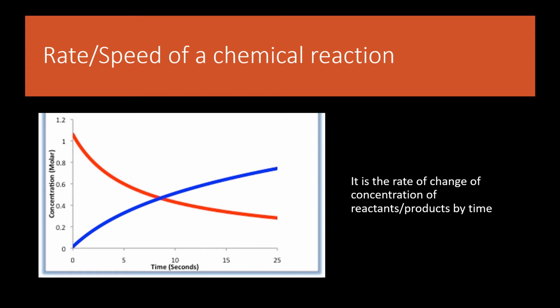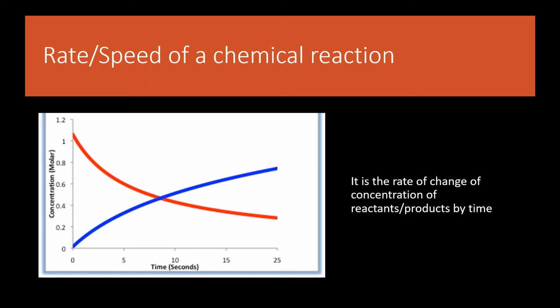So here, let's give a definition for the rate of a chemical reaction. We know that chemical reactions are the conversion of reactants to products. Maybe there is more than one reactant and more than one product. Generally, we can say that it is the rate of change of concentration of reactants or products by time.